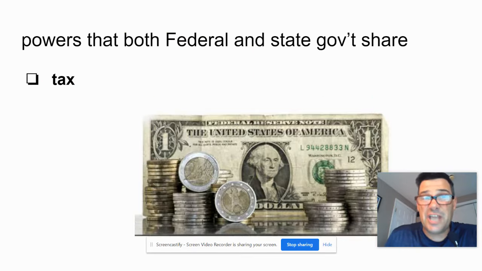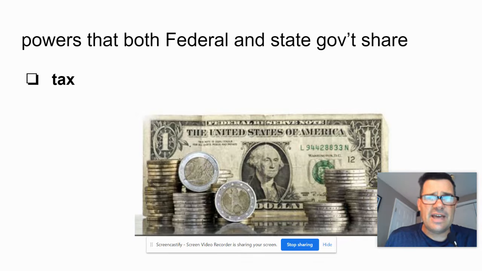Those are powers that are shared by both the federal and state government. So both can do it. The fed can do it, the state can do it. First one, tax. Under the Articles of Confederation, only the states could tax. The federal government would levy a tax, but then couldn't collect it. So in reality, they really couldn't tax. So that's a real problem. They were waiting on the states to give it.